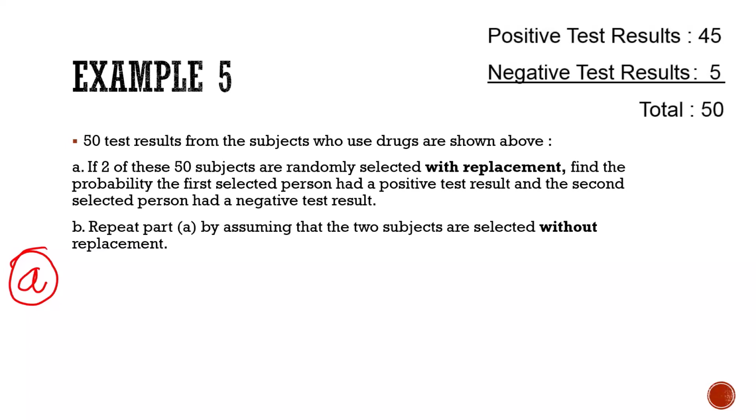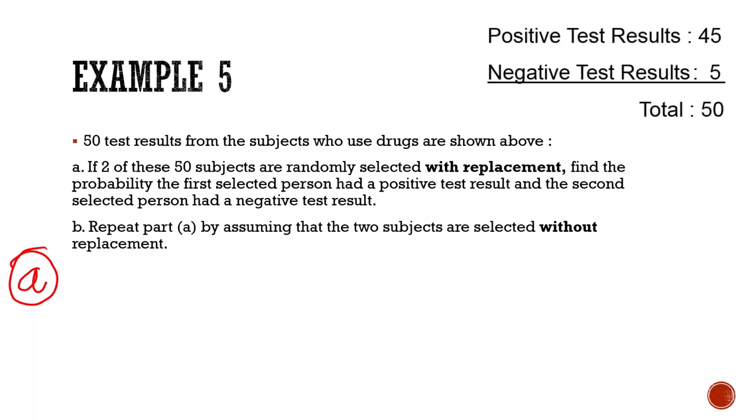So let's say I'm randomly choosing 2 of these 50 people, right? What's the probability that the first person has a positive test result and the second person has a negative test result, right? And then in A, you are doing it with replacement. That means you choose somebody randomly and you send that person back. So you might choose them again, right?